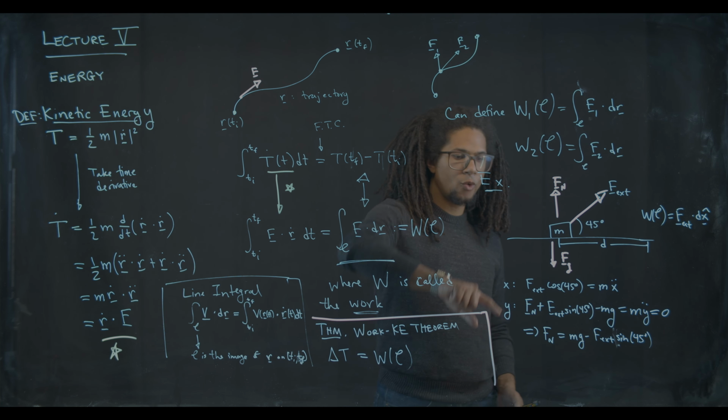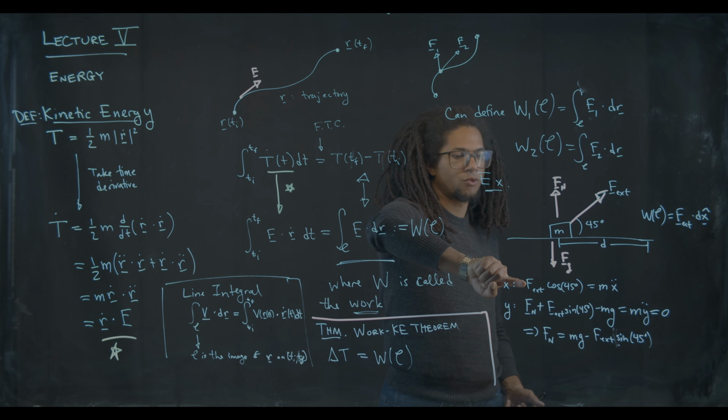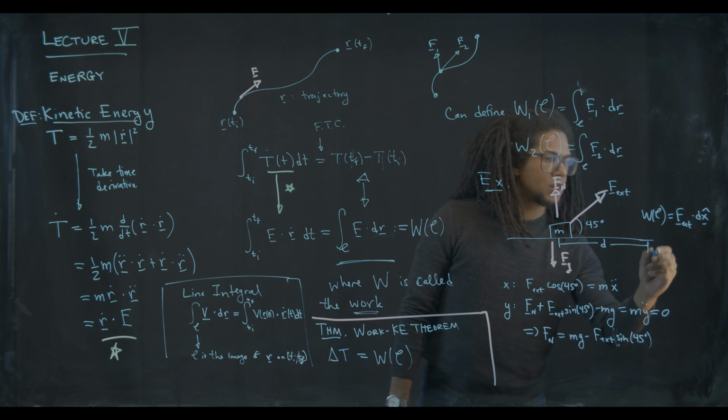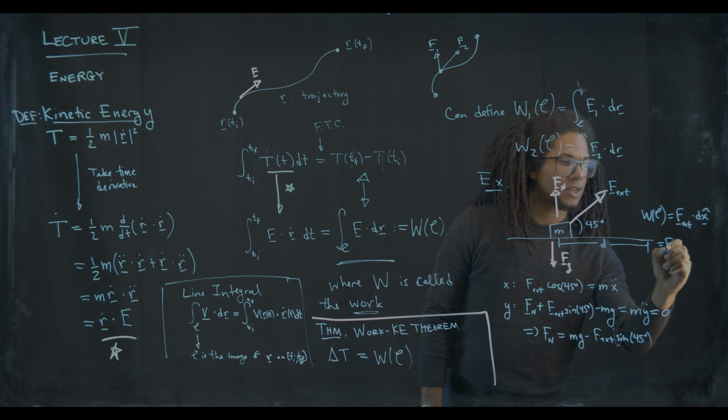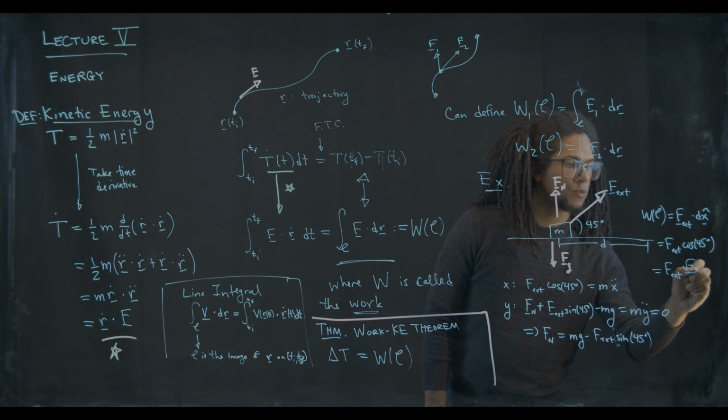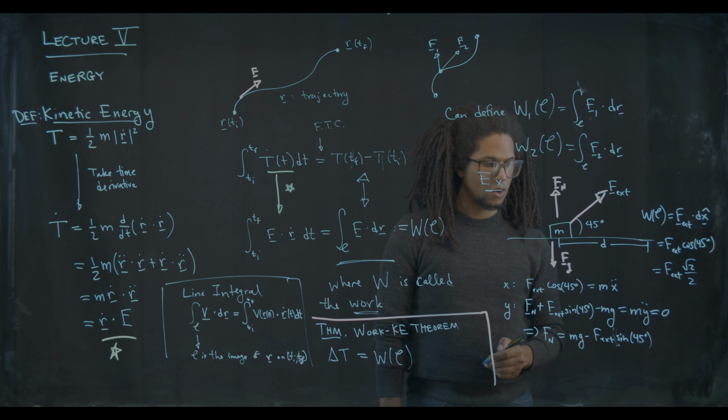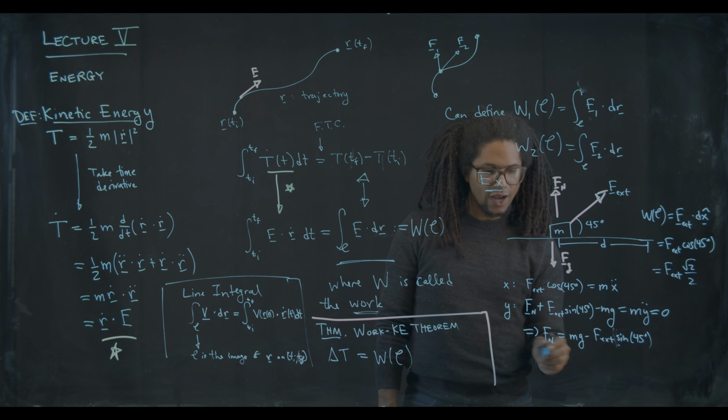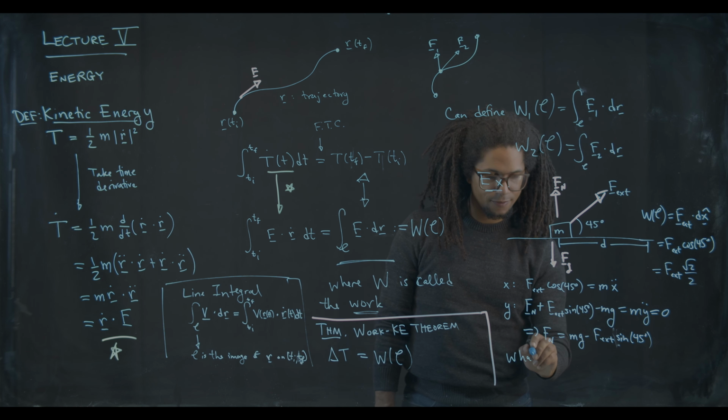But we already know what fraction or what part of the force goes in the x direction. This is just F external magnitude times the cosine of 45 degrees, or if you like, it's F external root 2 over 2. Good. So now, what is the velocity at the end?